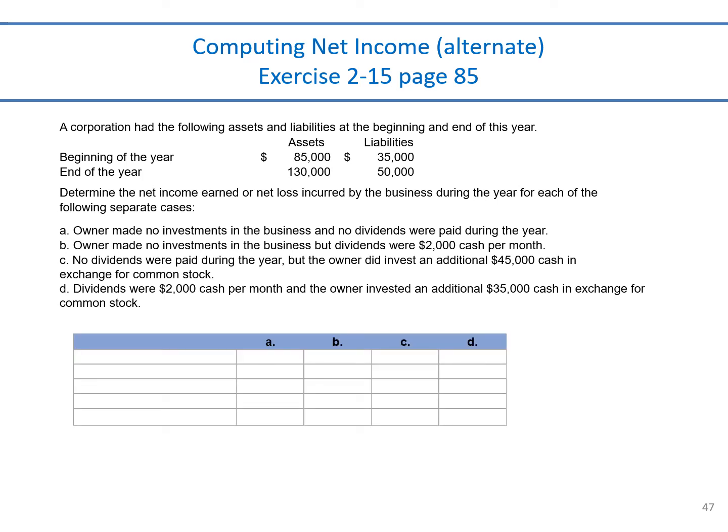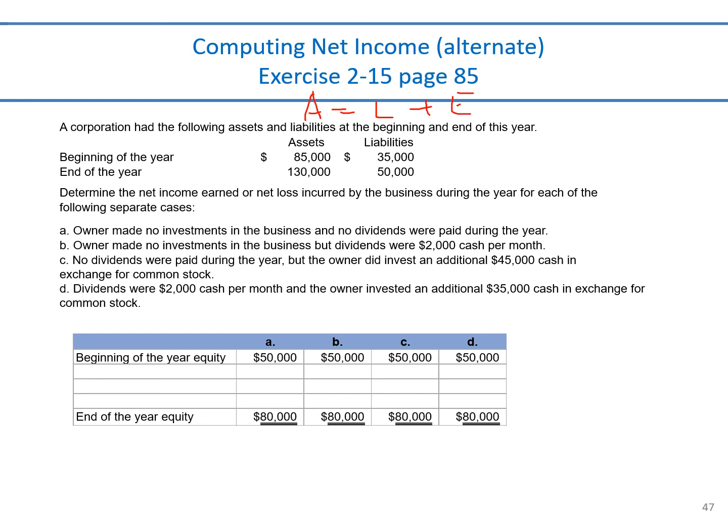Okay, so again, we know that assets are equal to liabilities plus equity, right? So if we have assets of 85,000 and we have liabilities of 35,000, that must mean that equity is 50, right? Okay, and that's going to be true for all four cases. And then at the end of the year, if assets are 130 and liabilities are 50, that must mean the end of the year equity is 80. Okay.